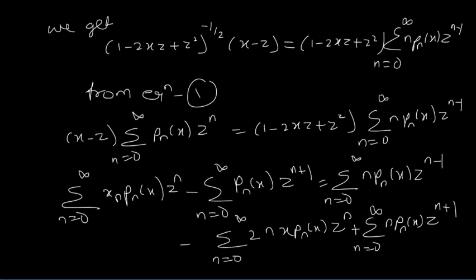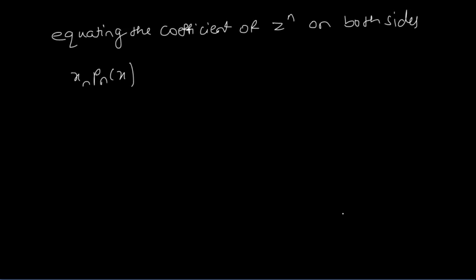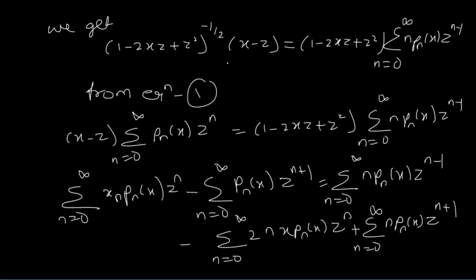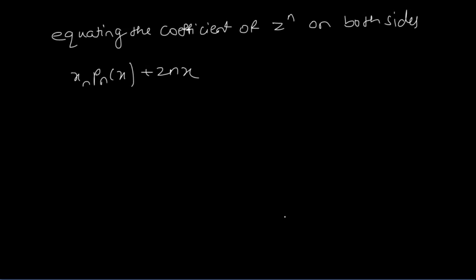Okay, next where is z raised to n? We have to search for that first. Here it is z raised to n plus 1. There is no z raised to n term, and here also there is no z raised to n term, and here it is z raised to n. So minus 2nx into Pn of x, right? So when you come to this side, it becomes plus 2nx into Pn of x.